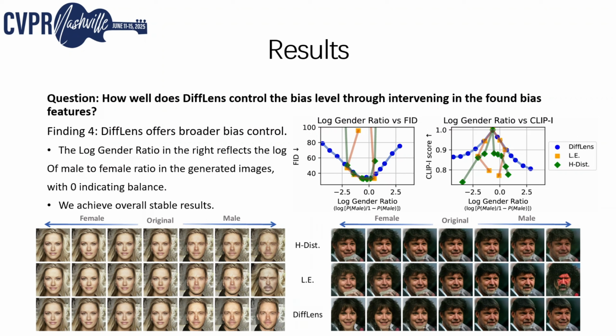The plots show DiffLens achieving a wider range of bias control, from balanced to highly skewed ratios, while maintaining superior image quality and semantic coherence compared to other methods. Especially at more extreme ratios, we achieve overall stable results. The qualitative results below show our stable control of bias.